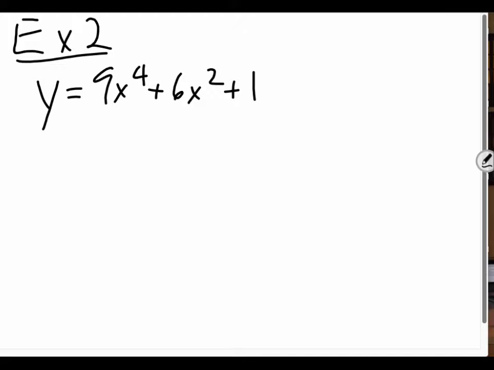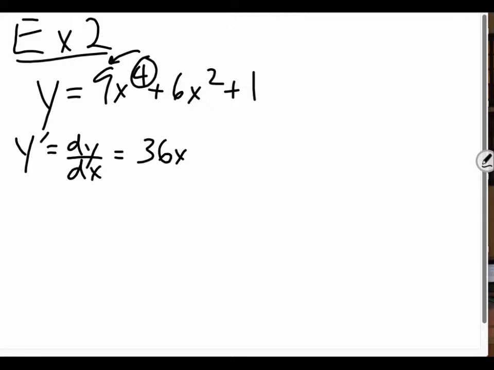We could say that y prime, which is really dy/dx, is equal to 36x, because 4 times 9 is 36. And then minus 1 from the 4, so that becomes 3x cubed. On the next one, 2 times 6 is 12, and then minus 1 from the 2, so I get x. What's the derivative of a constant? 0. So that's it, I'm done.